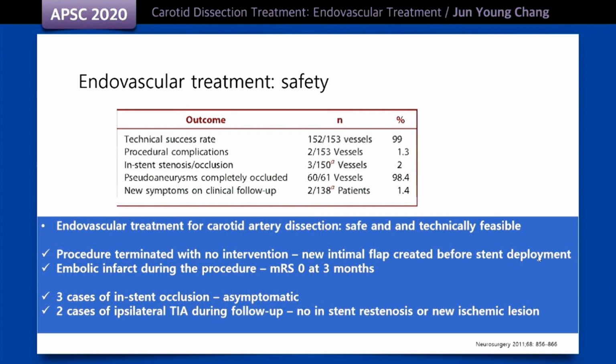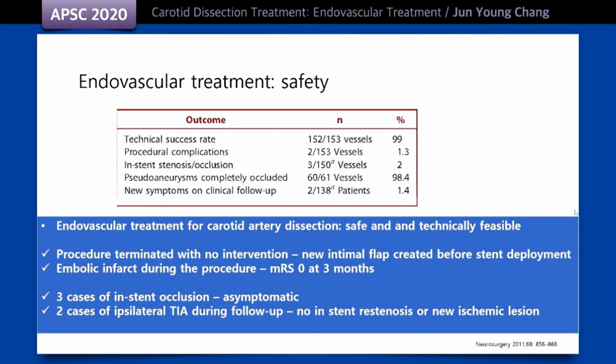According to the results of a systematic review, which included 31 published reports and 140 patients, the technical success rate was 99% and the procedural complication rate was 1.3%, only occurring in 2 cases. One patient had a new intimal flap created before stent deployment and the procedure was terminated without intervention. The other case had an embolic infarct in the ACA territory during the procedure. However, the patient recovered and mRS at 3 months was 0.